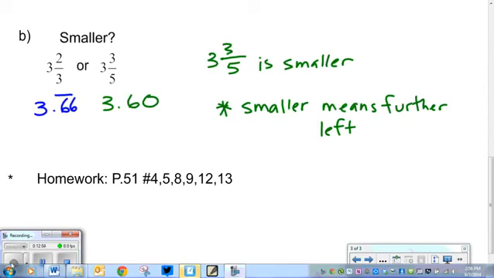So at the bottom of this page, you'll see some practice questions. If you want to look at these at home, you can. However, we will have time in class tomorrow to work through them together and see how you do with practicing your rational numbers.